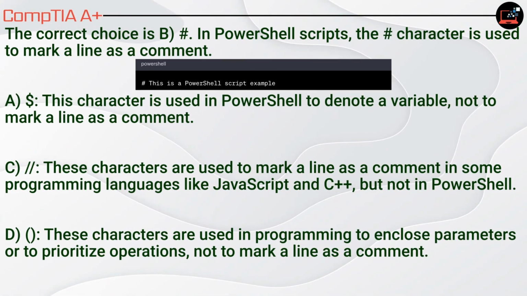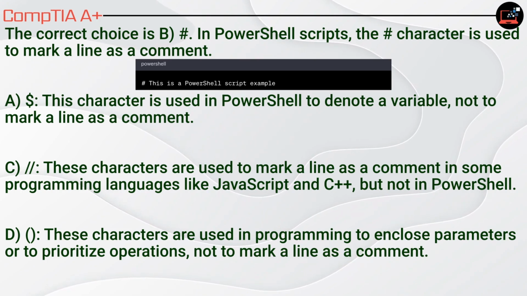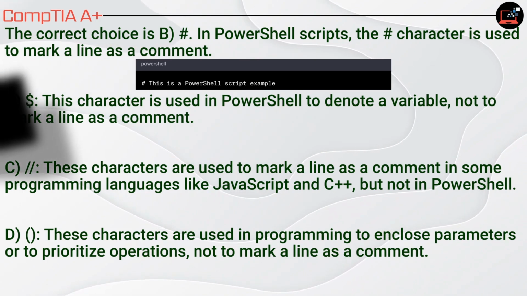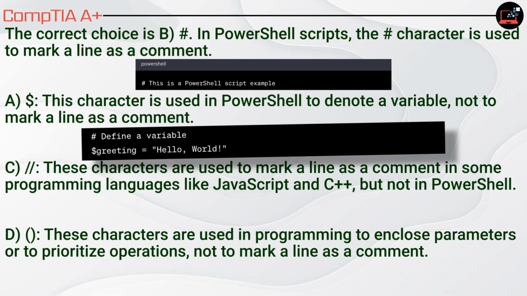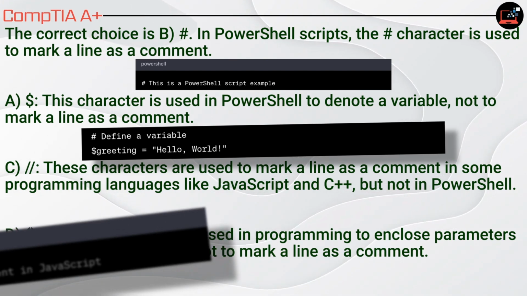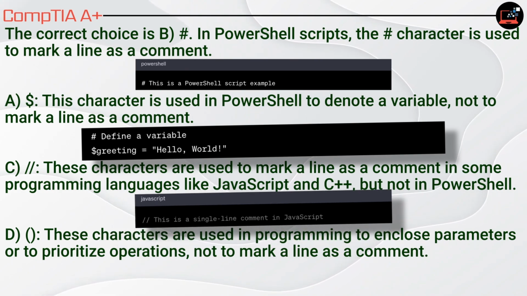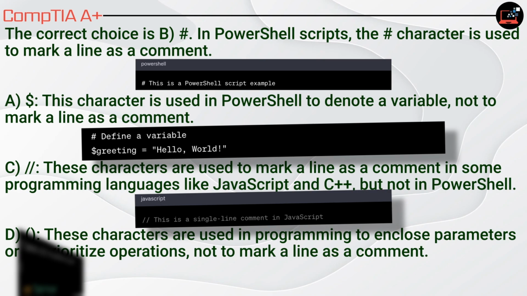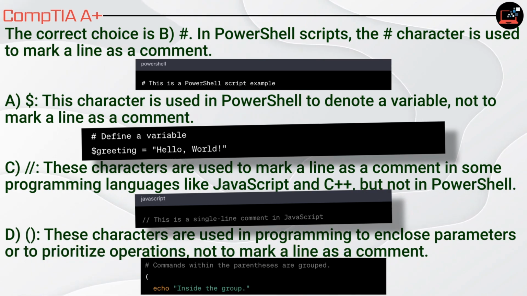The correct choice is B. hash. In PowerShell scripts, the hash character is used to mark a line as a comment. A. $. This character is used in PowerShell to denote a variable, not to mark a line as a comment. C. //. These characters are used to mark a line as a comment in some programming languages like JavaScript and C++, but not in PowerShell. D. parentheses. These characters are used in programming to enclose parameters or to prioritize operations, not to mark a line as a comment.